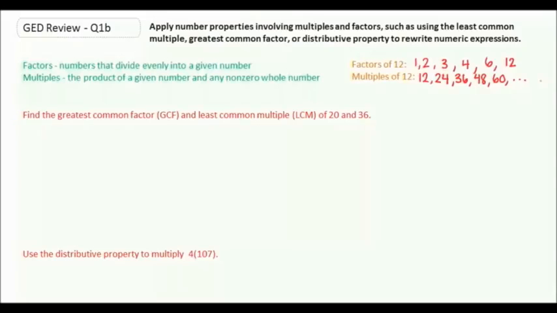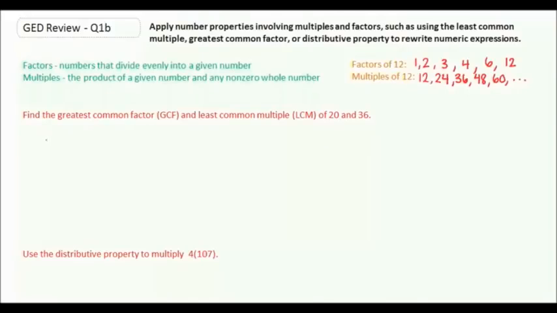So some things we can do with factors and multiples are find the greatest common factor, which is called GCF, or the least common multiple, LCM, of two numbers. Let's try and find the GCF and the LCM of 20 and 36. We can find these in two different ways. The first method is to list.